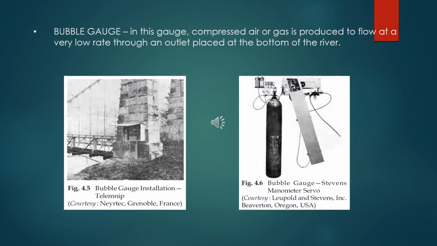Second is the bubble gauge. In this gauge, compressed air or gas is made to flow at a very low rate through an outlet placed at the bottom of the river.